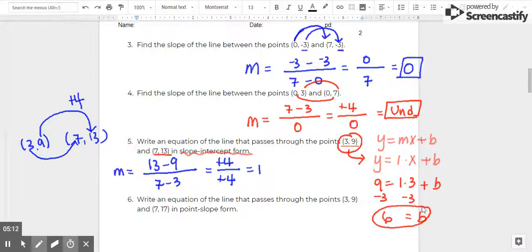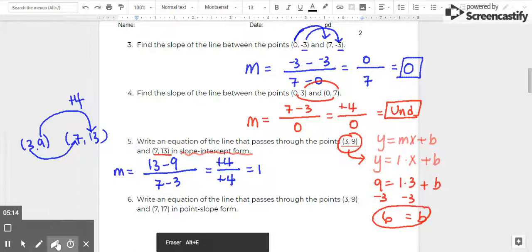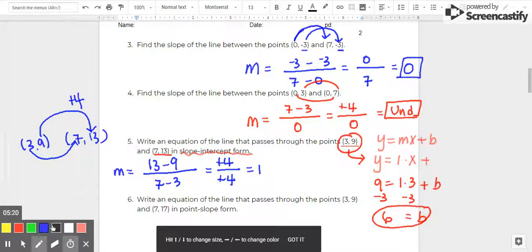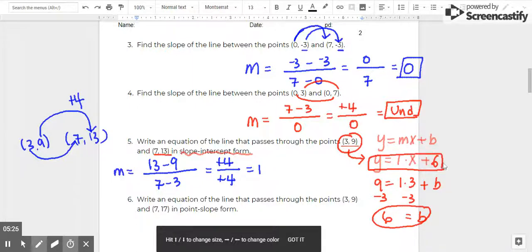So now I'm going to plug this into the slope-intercept form, which is x plus 6. This will be your answer. You need to rewrite it.